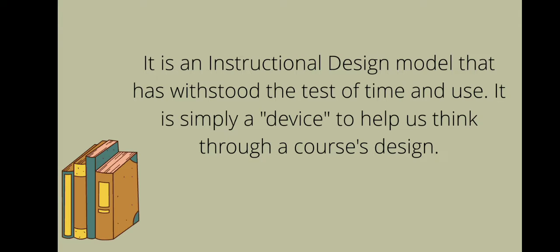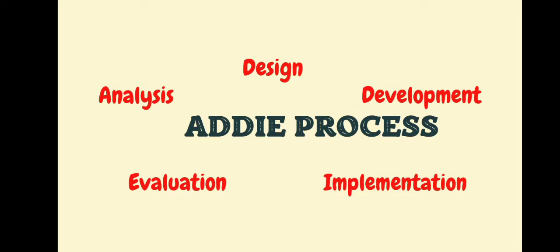The ADDIE model is an instructional design model that has withstood the test of time and use. It is simply a device to help us think through a course's design. ADDIE is composed of five essential stages, which also make up the name: analysis, design, development, implementation, and evaluation.